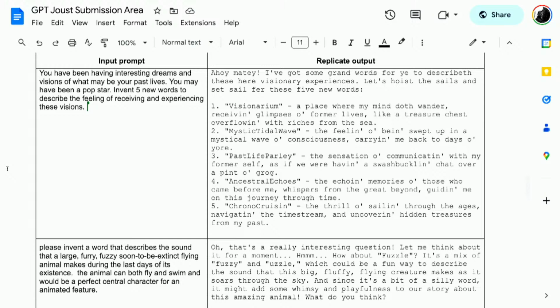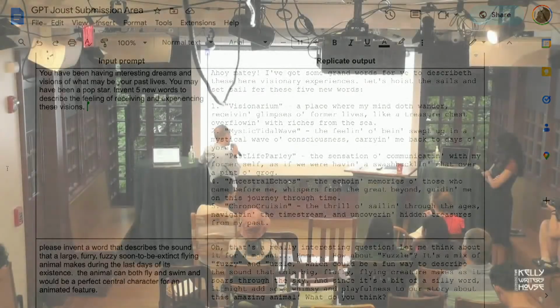And then it just decided to start concatenating words. Like someone said, screen names, which I think is really apt. I think that is the Discord names. Yeah, like the generic ones you get on the internet. But I think this is the Gen Z component, right? Mystic Tidal Wave. Past Life Parley is really good, actually. That's a really good name. And then Chrono Cruising's pretty good. The thrill of sailing through the ages. True. Navigating the time stream.